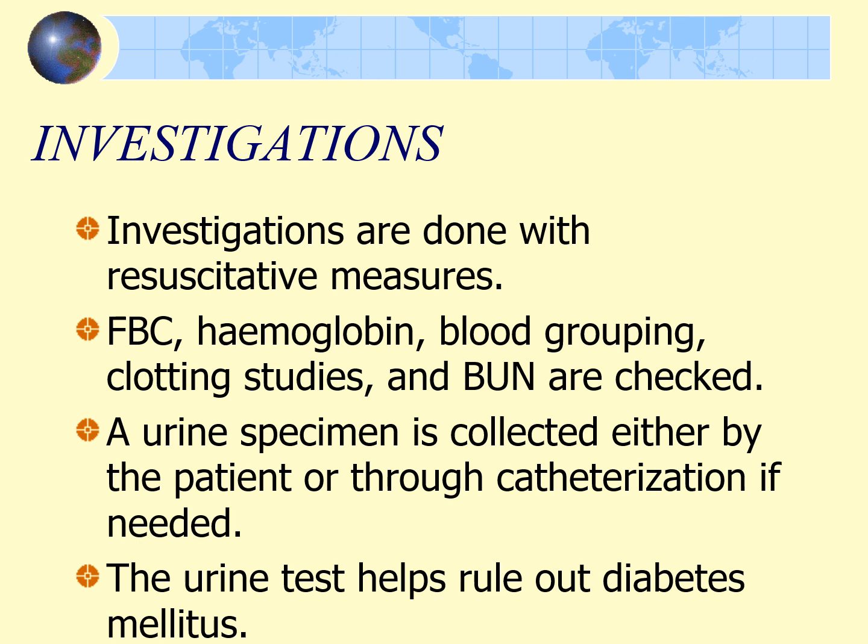Investigations are conducted simultaneously with resuscitative measures. Full blood count and hemoglobin levels are checked and blood grouping is performed. Clotting studies and blood urea nitrogen tests are also carried out. A specimen for urinalysis is obtained when the patient is asked to empty their bladder in preparation for surgery. If the patient is unable to pass urine, catheterization is performed to collect a sample. This process helps to rule out diabetes mellitus.